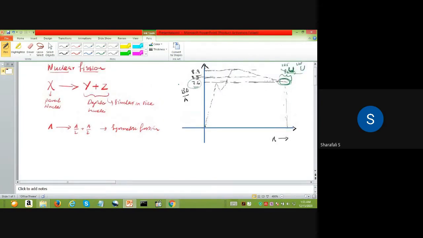Now what will happen if you consider these nuclei at this end? They try to split into two different, smaller nuclei, and they try to come to this range. This process is called a fission reaction, because this large nucleus will split into some smaller, less massive nuclei, and they will come to this region.